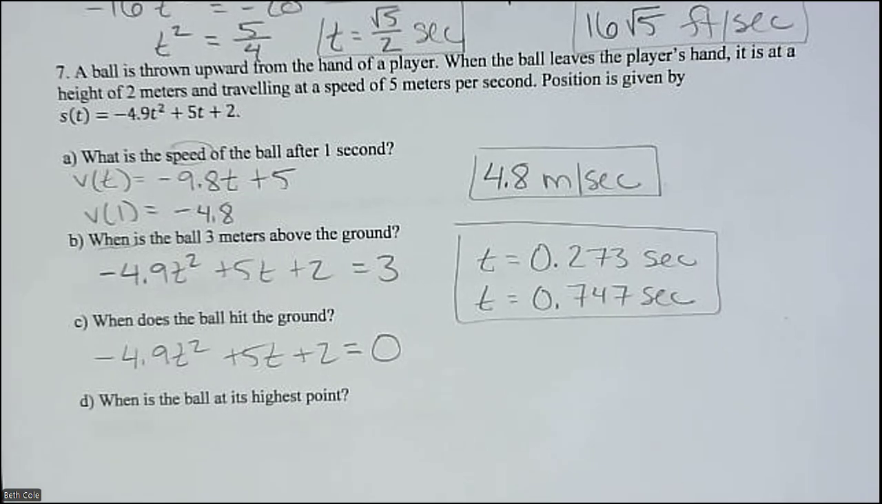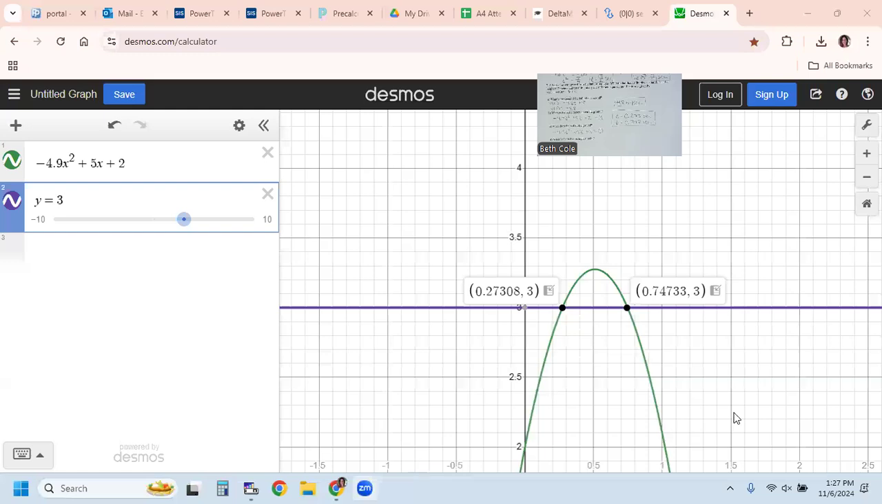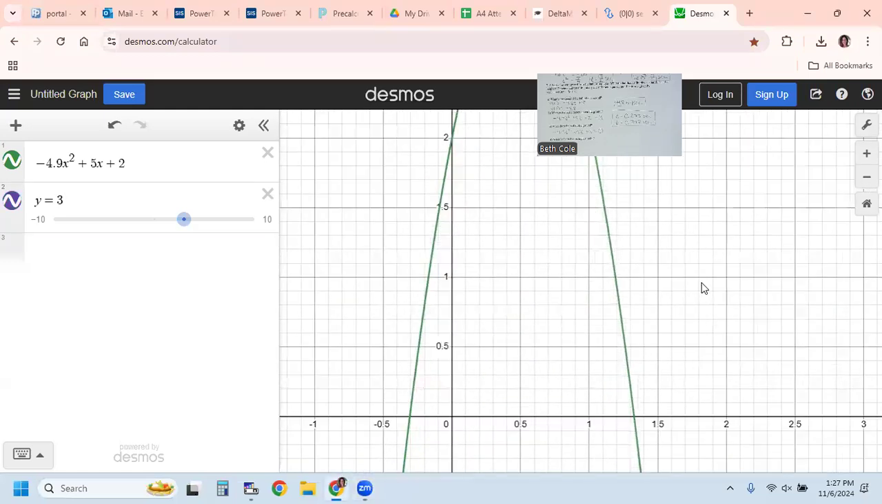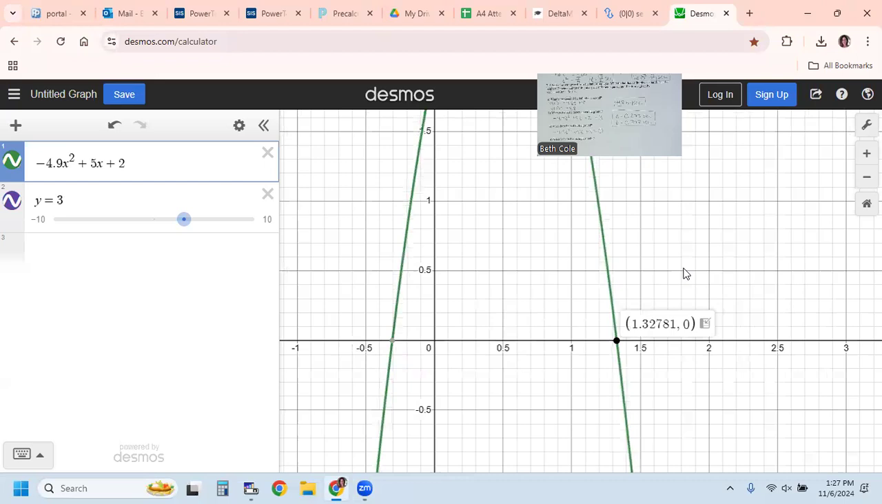So let me share my screen. I already have it typed in. Where am I going to click? 0. Yeah, at 0, right there. 3 decimal points: 1.327 seconds.